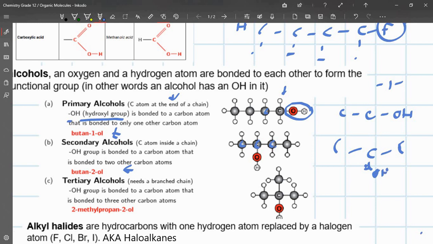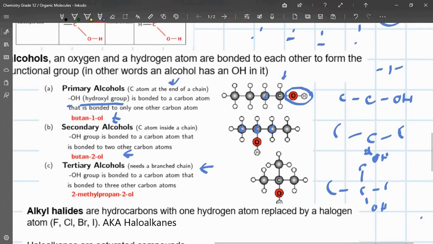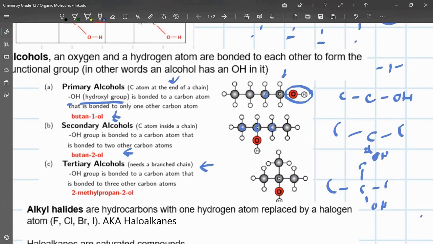And then tertiary alcohols are when the carbon is branched. The carbon atom has 3 carbons it's attached to. So if it has carbon, carbon, carbon, and then an OH, like that, this is usually a branch. It's a part of a branch, right? So those are the different types of alcohols. It has an OH. That's the thing you need to remember about alcohols.